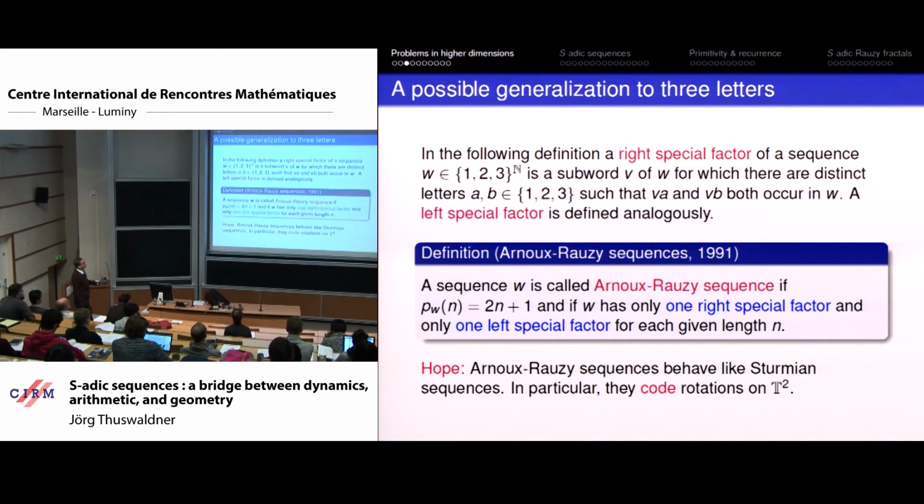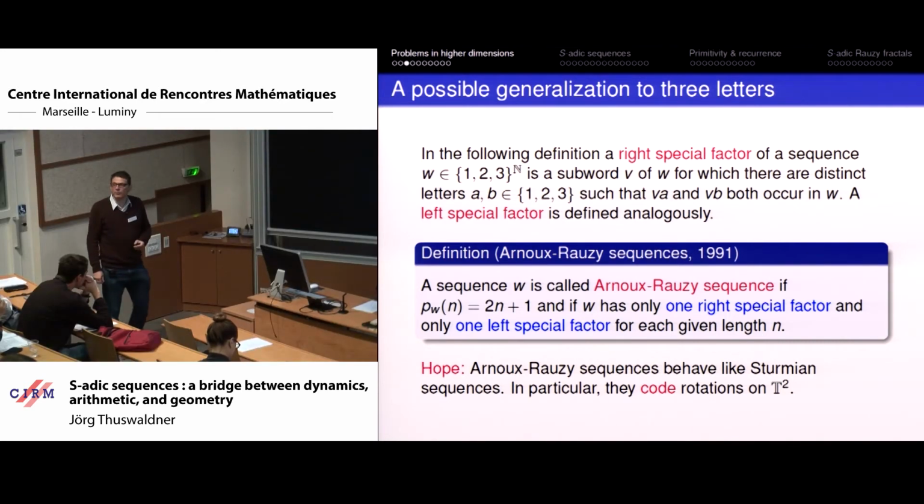In the following definition, a right special factor of a sequence, now we have 3 letters instead of 2, we go for 1 letter more, is a subword of the sequence with the property that there are 2 distinct letters such that we can concatenate the word with both of them, and both of these concatenations again occur in W. So if you have a block of length n, you can prolong it 2 different ways.